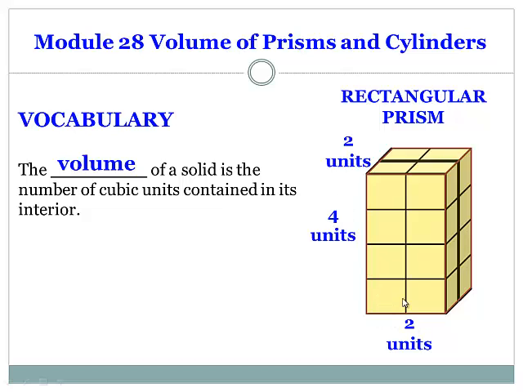And if you counted the boxes, so I have 1, 2, 3, 4, 5, 6, 7, 8, and then I have 8 in the back as well. You add them together, that's 16 units, and we call it units cubed. So in this particular module, we're going to be finding units cubed, volume of prisms and cylinders.